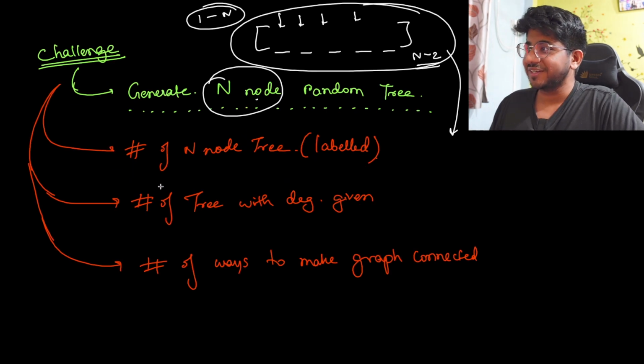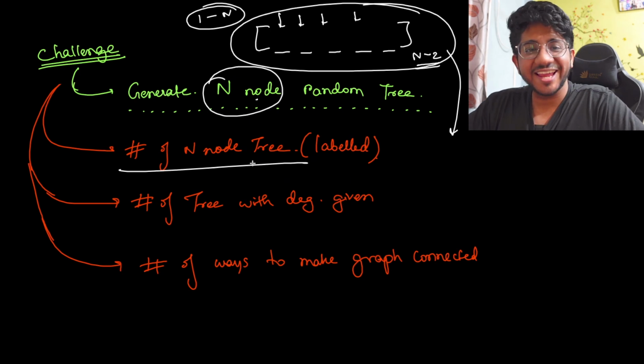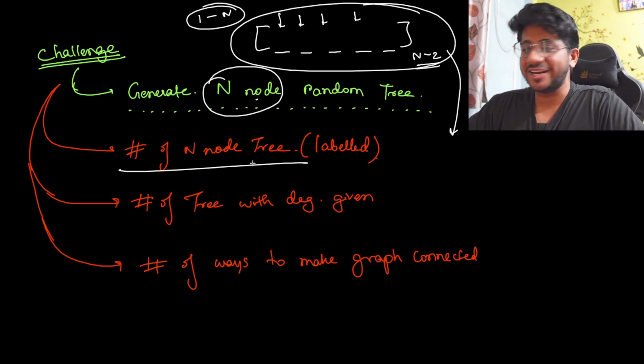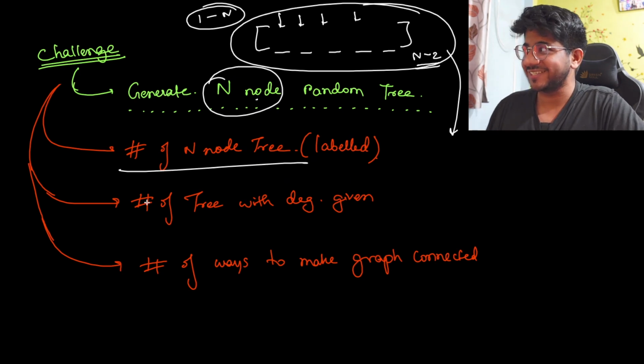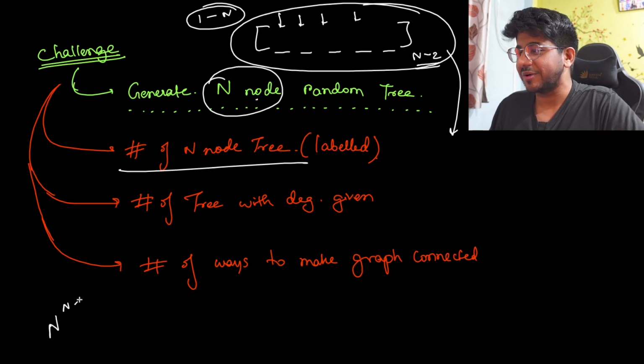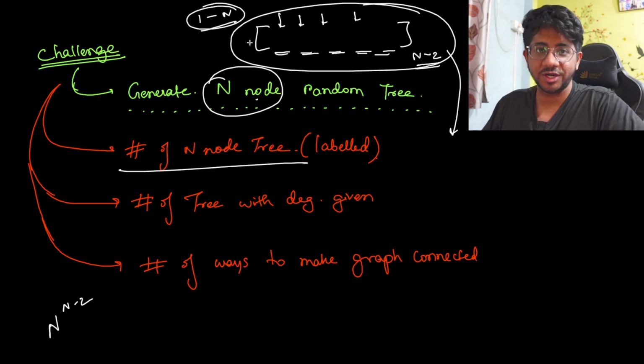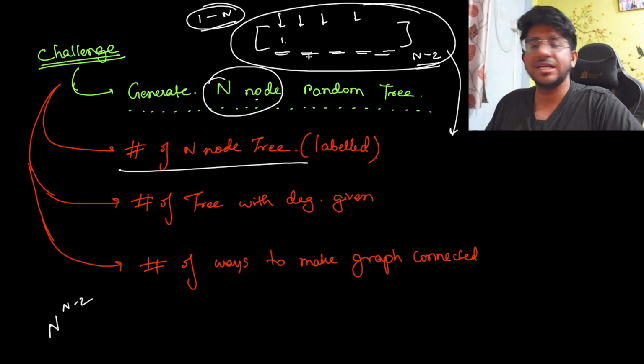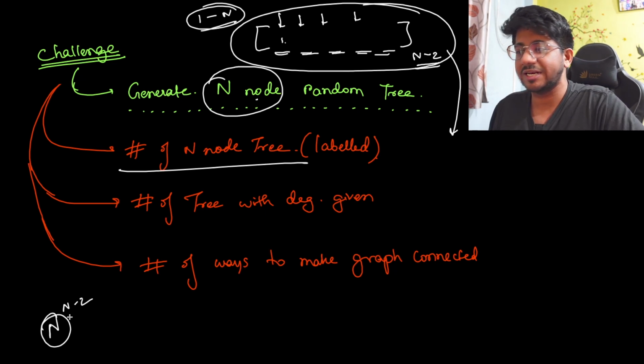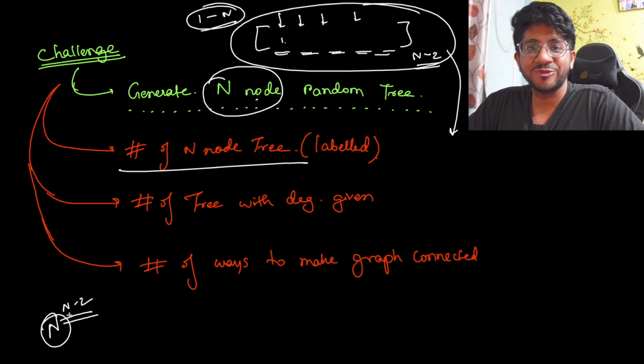In fact, the number of labeled n-node trees, how many n-node trees exist, is nothing but n to the power n minus 2. There are n minus 2 positions. Each has an option of n elements, 1 to n. Remember, we can repeat elements also. So every element has an option to repeat, but you have 1 to n. For each element, you have choices up till n. There are n minus 2 elements. The number of trees that exist is nothing but n to the power n minus 2.